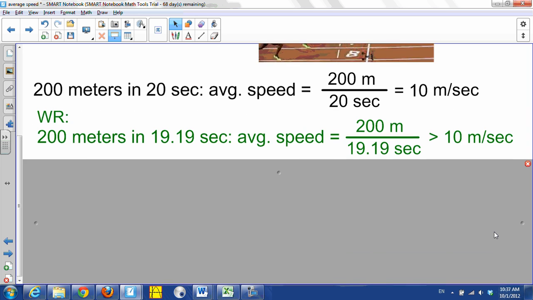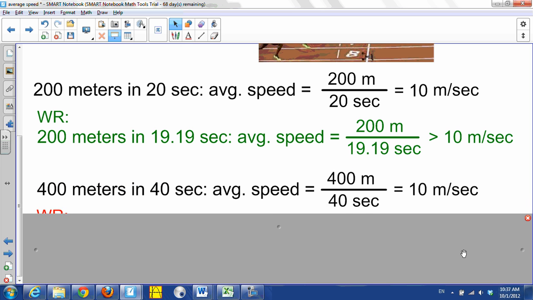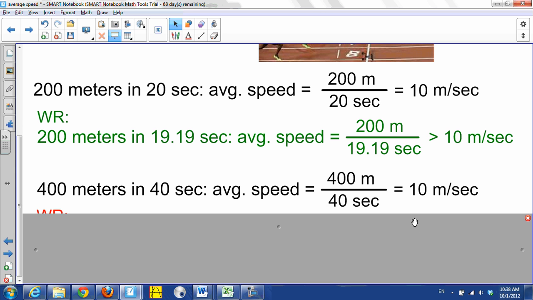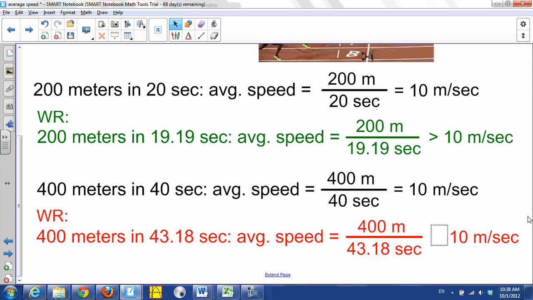All right, let's look at another example. 400 meters in 40 seconds would give you the same average speed as 200 meters in 20 seconds. 400 meters divided by 40 seconds would give you 10 meters per second. Now, let's look at the world record in the 400-meter dash. The world record in the 400-meter dash is 43.18 seconds. That record is held by Michael Johnson. It was set way back in 1999.